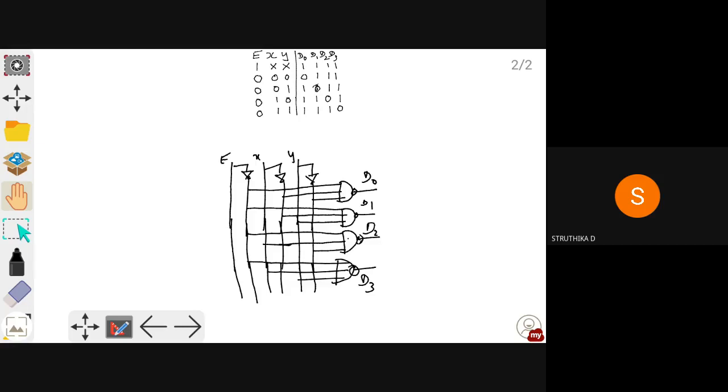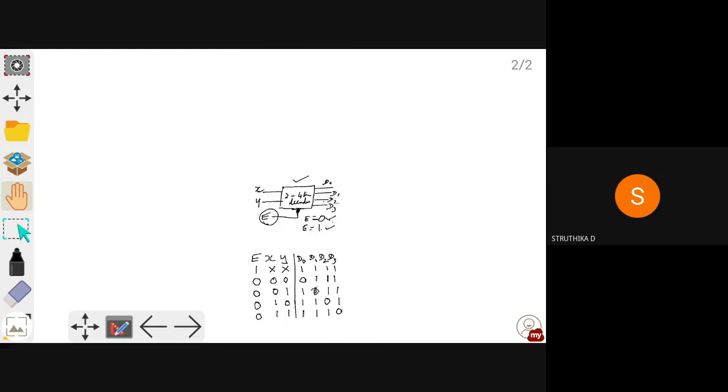Whether you use E or E dash is decided based on the bubble used in the enable of the block diagram. You have to draw the diagram. So since the bubble is drawn, I am taking E equal to 0 means it will be enabled. E equal to 1 means it will be disabled. So are you clear with this?